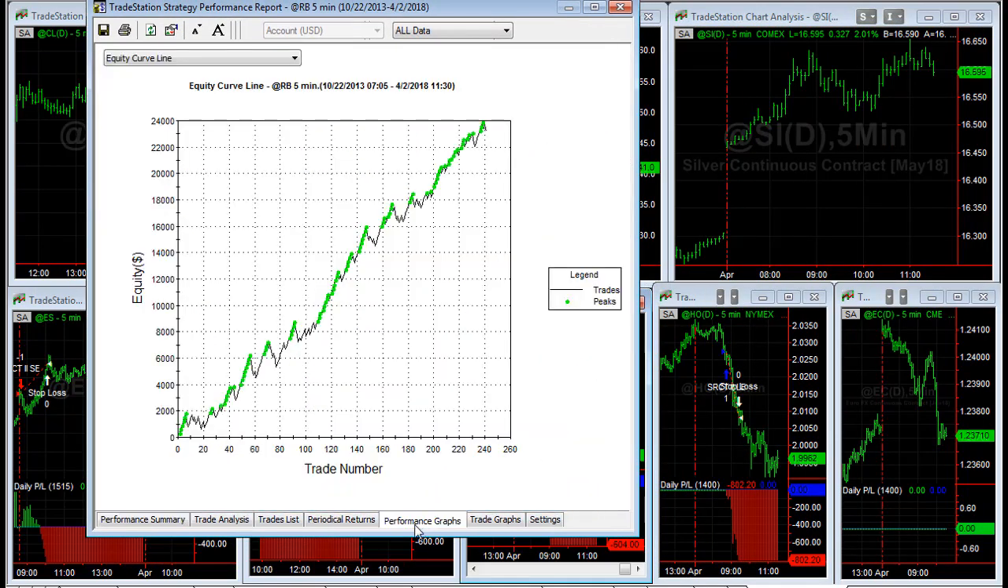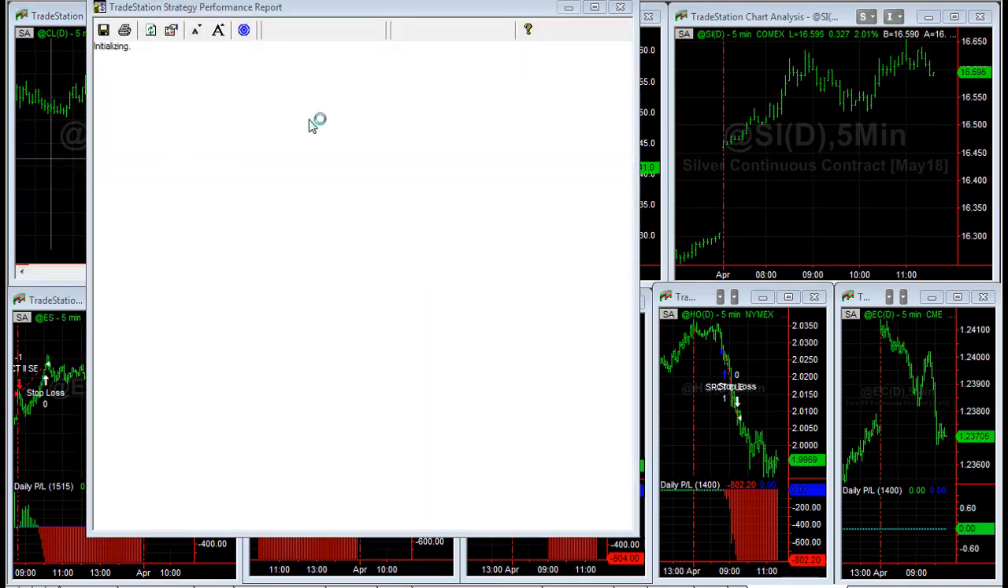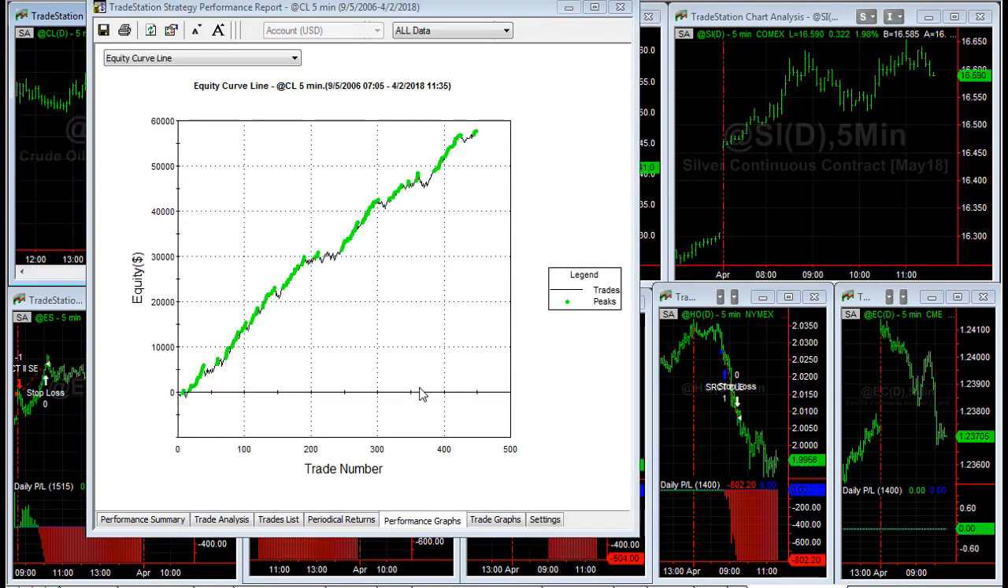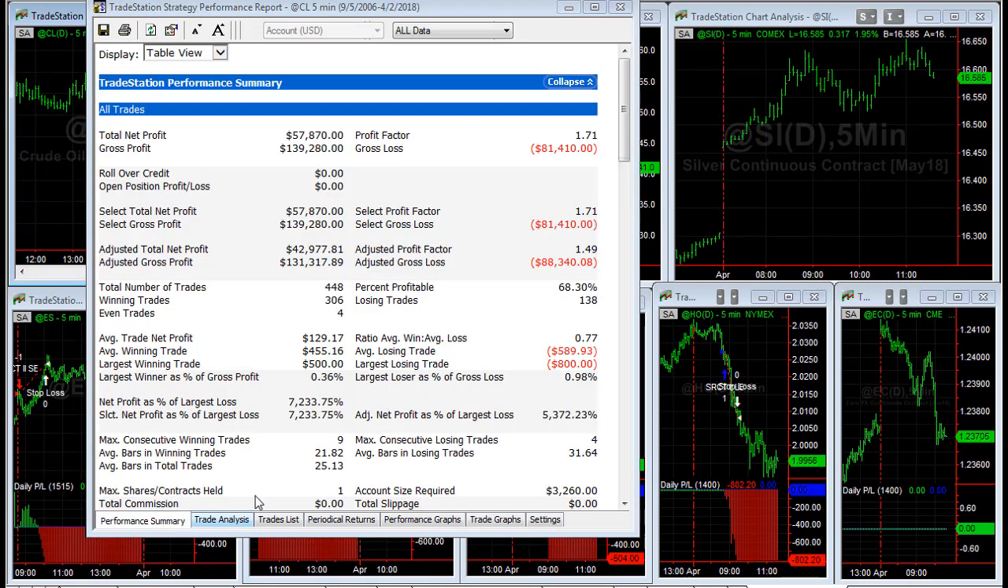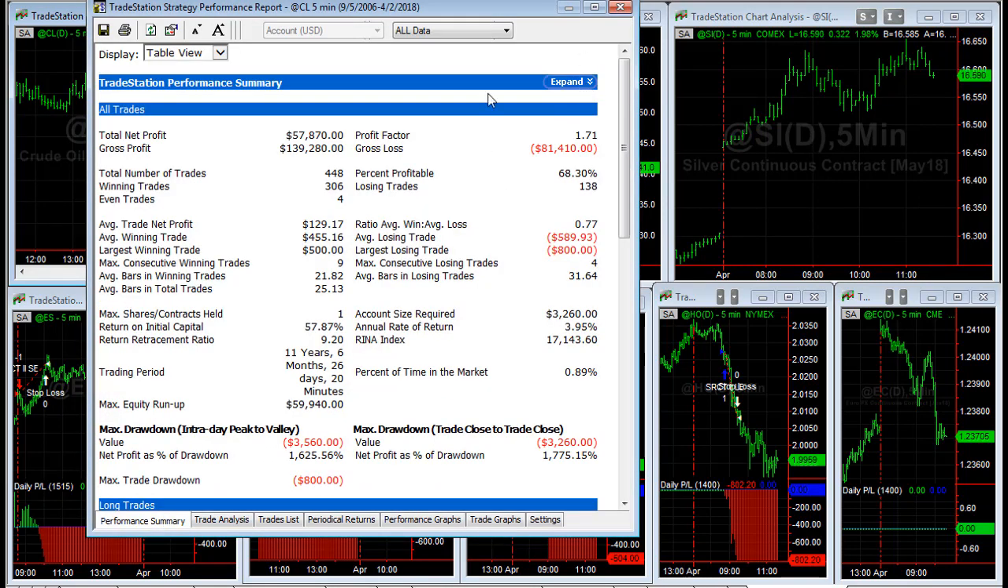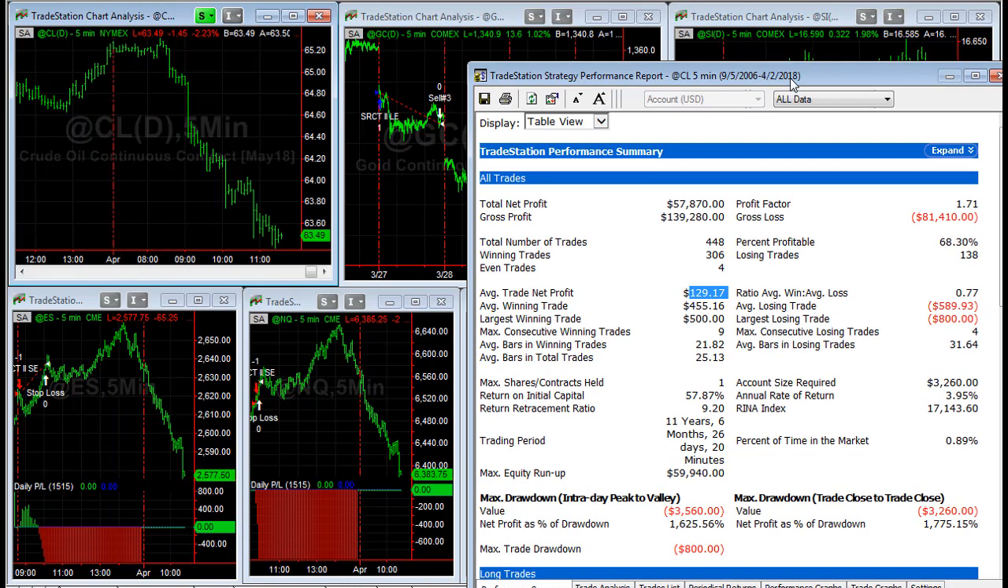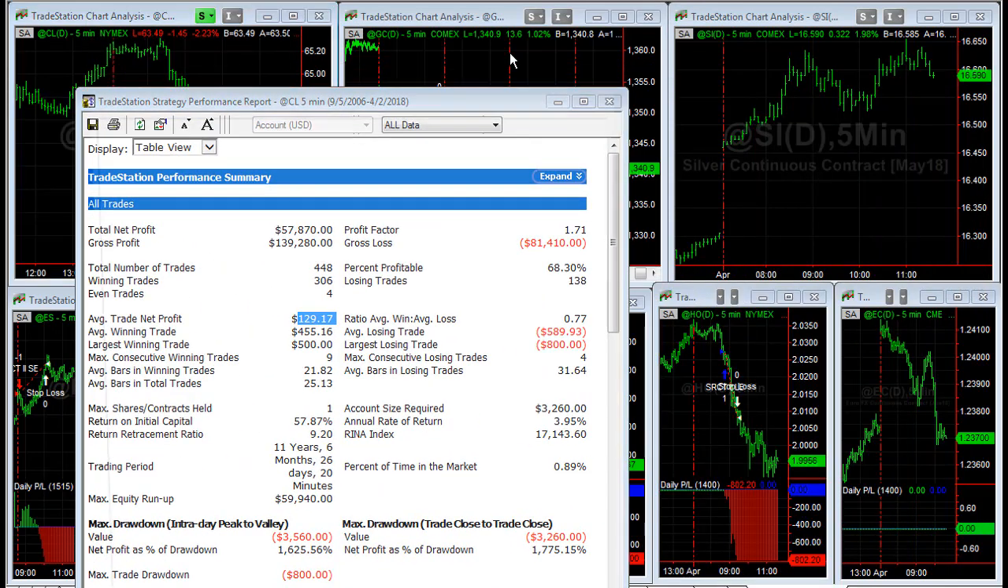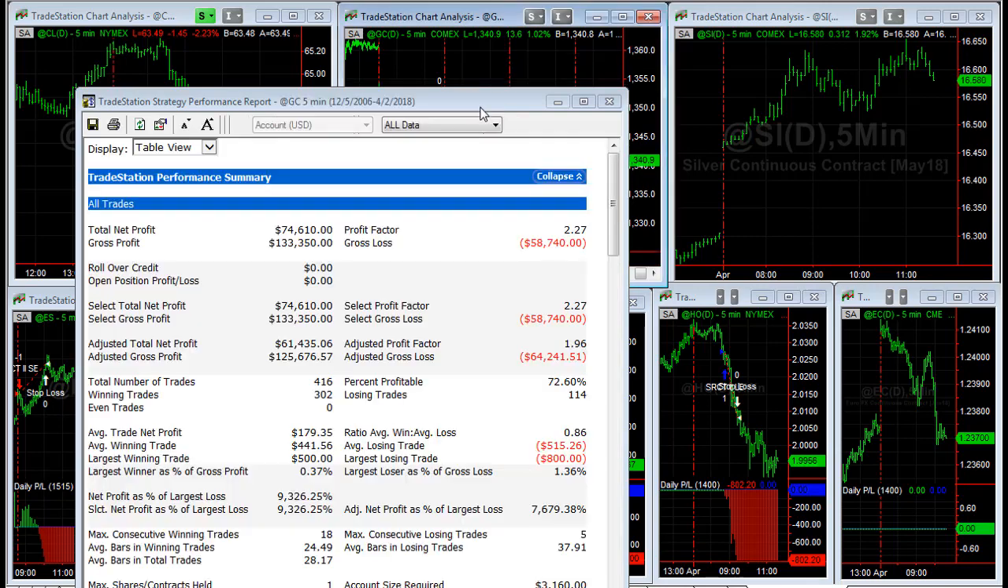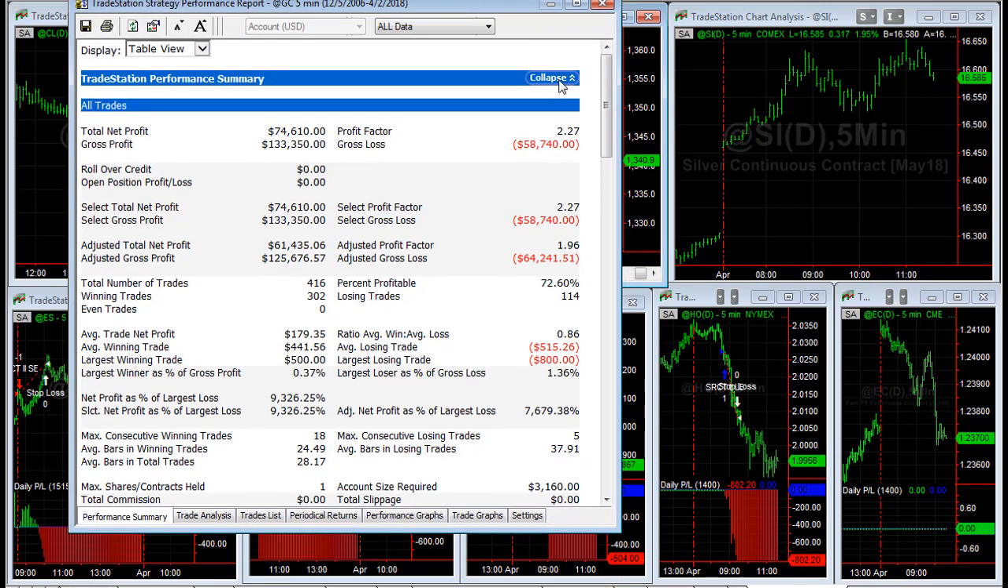Here is the TradeStation performance summary for RBOB. We wanted to go with crude oil first. Here's crude oil, and you see $129 average trade profit. This hasn't changed since the last report. There's been no trades. Gold, same thing. No trades in SR CounterTrend 2 gold.